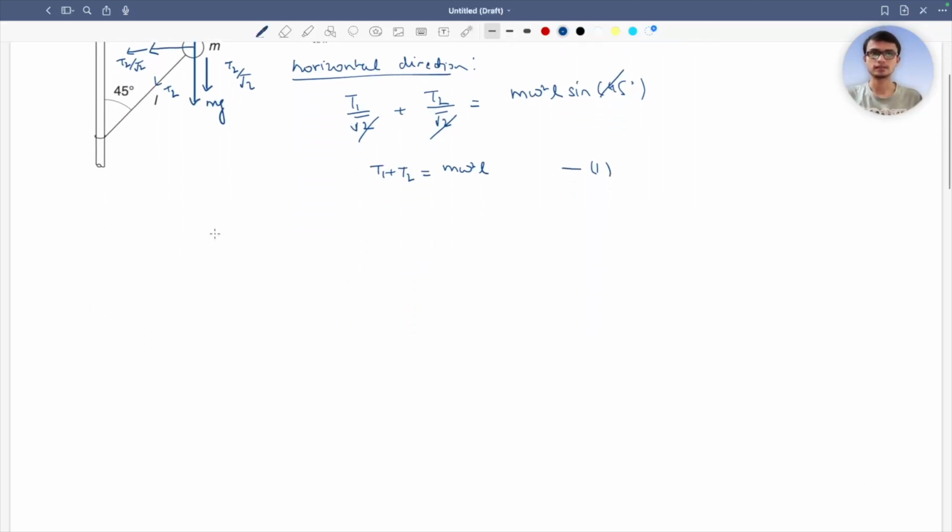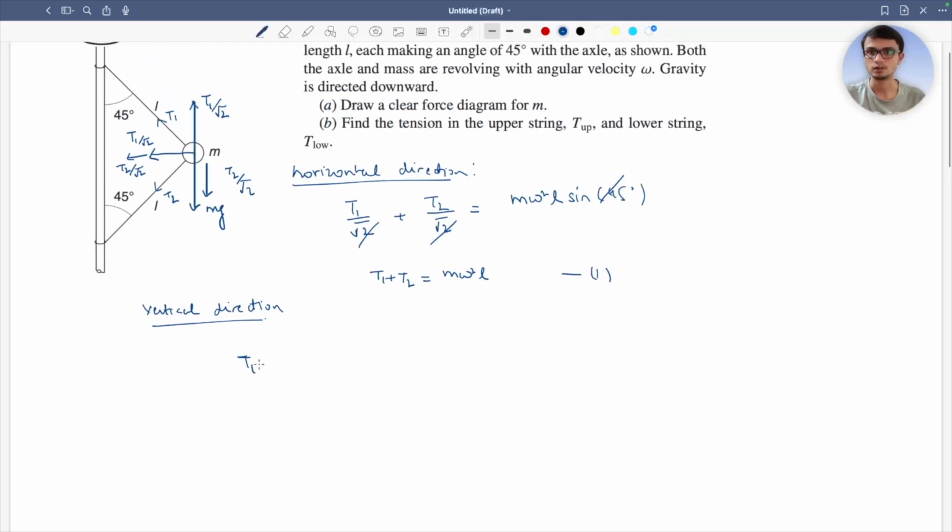And now let's see it in the vertical direction. In the vertical direction, that will be T1 upon root 2 equals mg plus T2 upon root 2. So this implies that T1 minus T2 equals root 2 g.